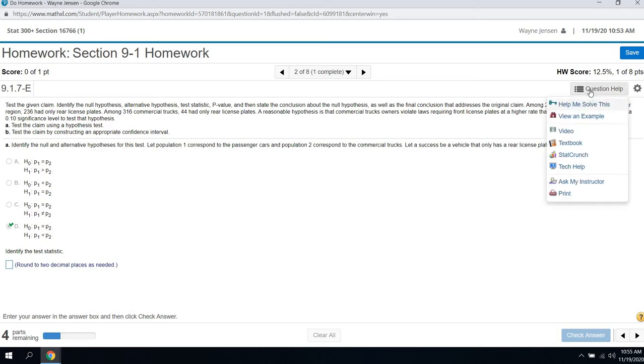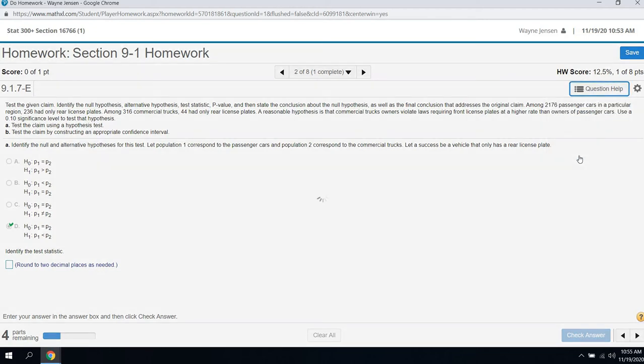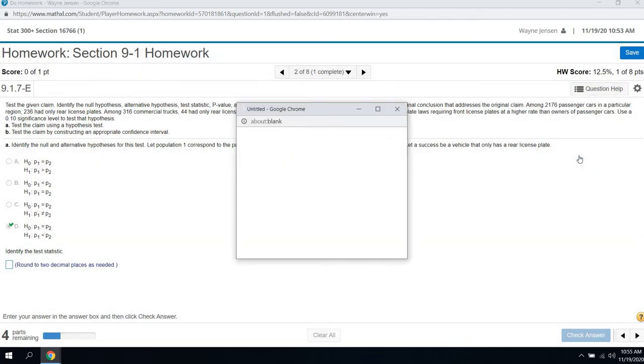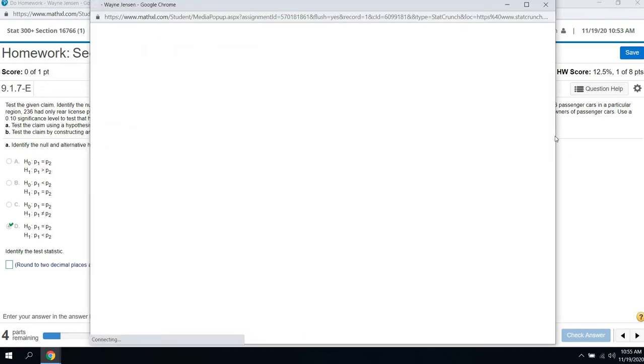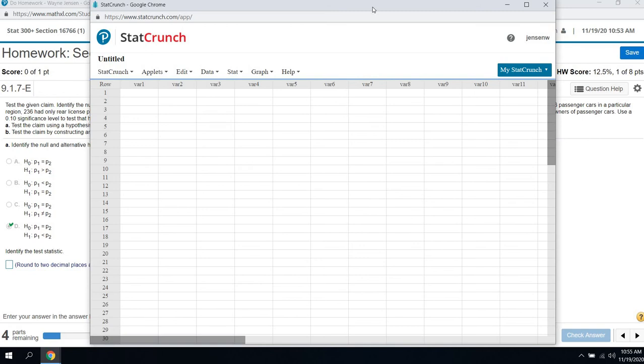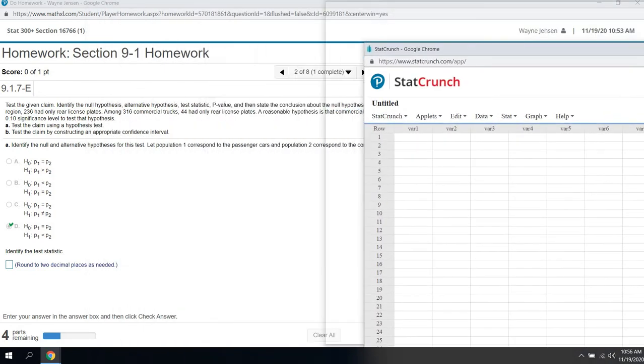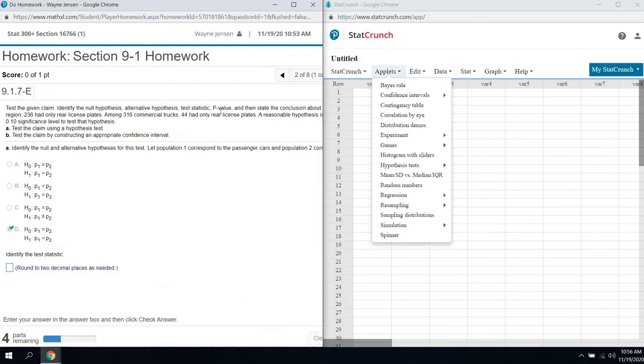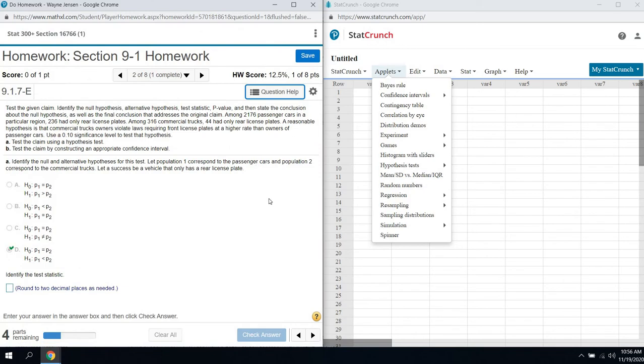So as we go to do this next one, identify the test statistic, this is when you're going to click on question help. And when you click on question help on the exam, StatCrunch will be there. I'll set it up to be there. And on the final, right? We got one more test coming out. So here it's loading StatCrunch. So what I'm going to do is drag this off to the side, and I'm going to bring this back so we can see it.